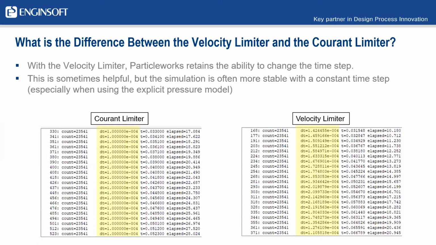But in most cases, and especially when I'm using the explicit pressure model, from what I've found, I like to use the current limiter. And the reason for that is that, especially with the explicit pressure model, the simulations tend to be a little bit more stable when using a constant time step. There are some exceptions to that, and both of these do pretty similar things, but that's just something to keep in mind. I'd say in most cases I end up using the current limiter at the moment, but the velocity limiter is also quite powerful, and I use it quite frequently when I'm using an implicit pressure model.